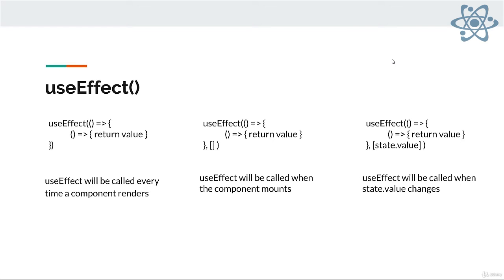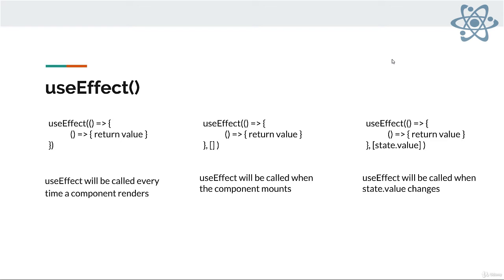So next we have the useEffect hook, and this is comparable to the componentDidMount lifecycle method in React classes. So there are three main ways you can use this hook. The first one is not passing in any second argument to the useEffect hook. And doing this will make it be called every time a component renders. The second one is you can pass in an empty array as a second argument to the useEffect. Doing this will make it so the useEffect effect is only called when the component first mounts. And this is the exact same functionality as componentDidMount.